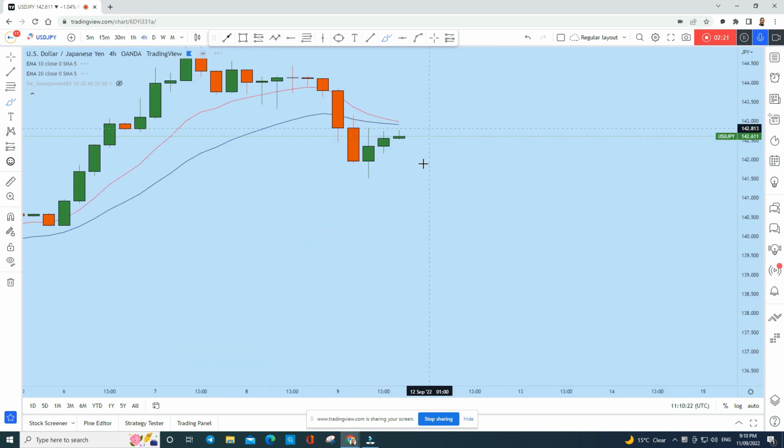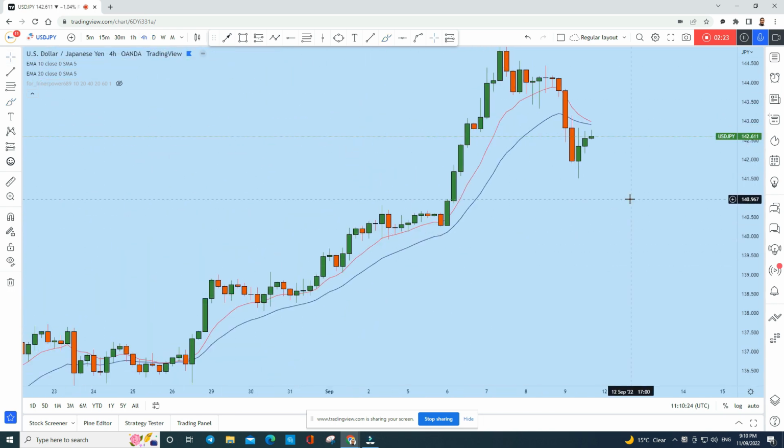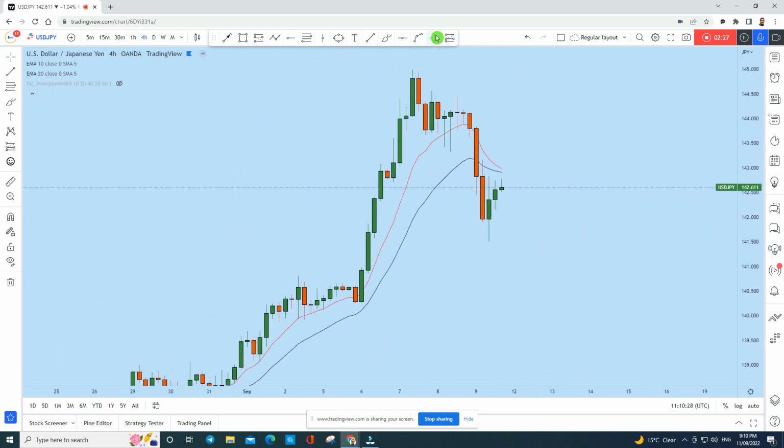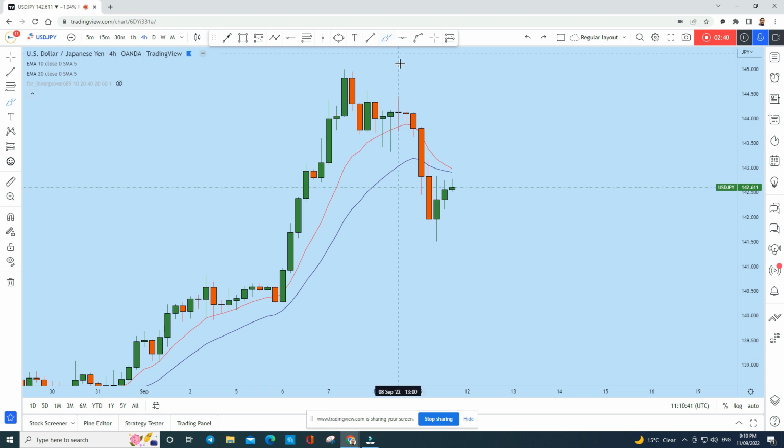Now, if we look at the 4 hour perspective, we have seen that on the last day of the trading week, there was a strong drop. That's a healthy retracement. After this kind of move, we can expect a healthy retracement, and that is what happened. Now, at this point, we can expect dollar yen to come down a little bit, probably in this zone.